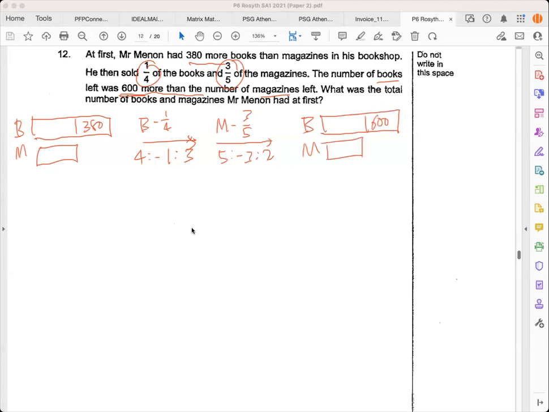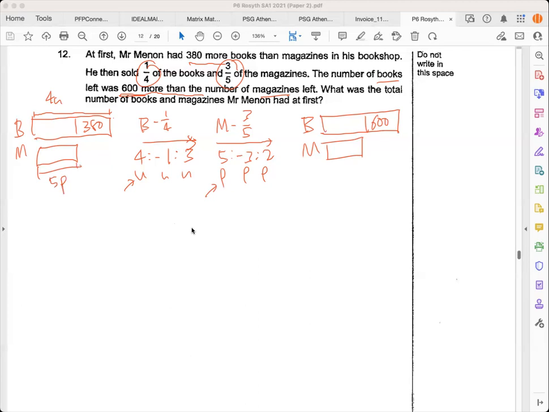So this is a units and parts question because these two ratios have no common base. If there's no common base, it's a units and parts question. Step 2. Step 3 is look for a value. So there's two values here, 380 and 600. So 380 is made up of the books here, 4 units, coming from here. The magazine at first is 5 parts.